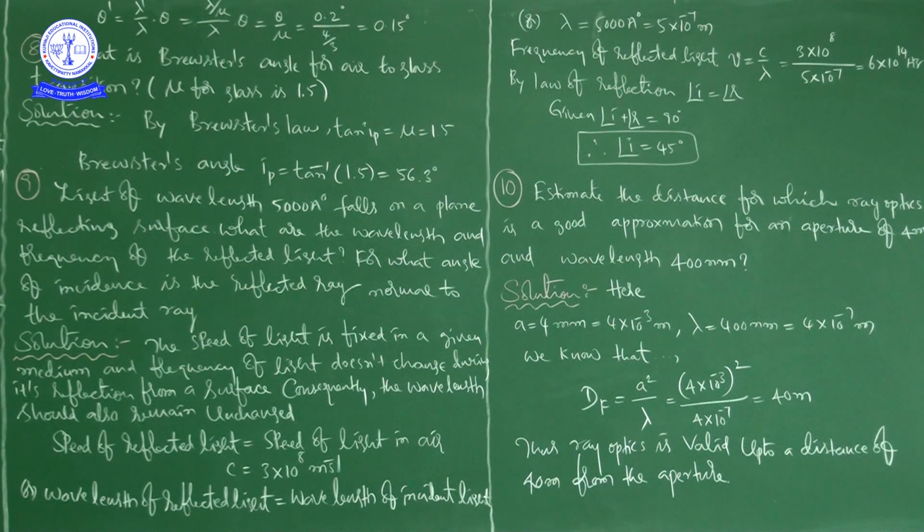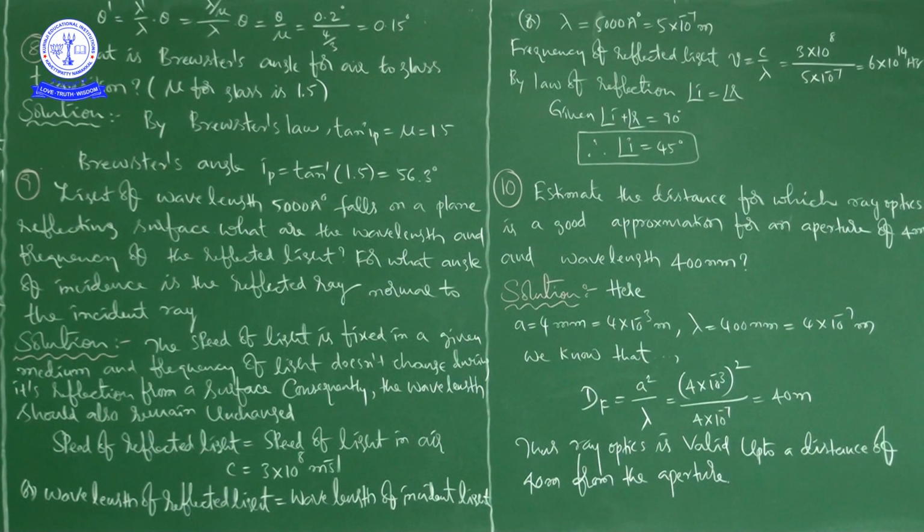Consequently, the wavelength should also remain unchanged because C is equal to nu lambda. When C is equal to nu lambda, what is nu? Nu is equal to C by lambda. Here C is constant, that is, the speed of light in one particular medium is constant, and nu is also constant. The same type of situation we got in our previous class also. So frequency also remains constant.